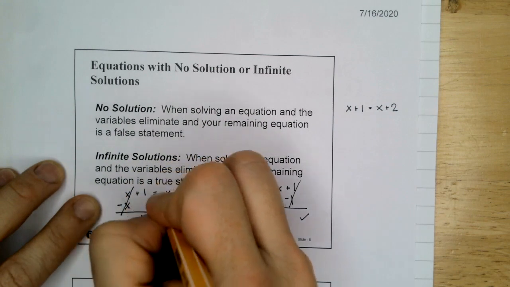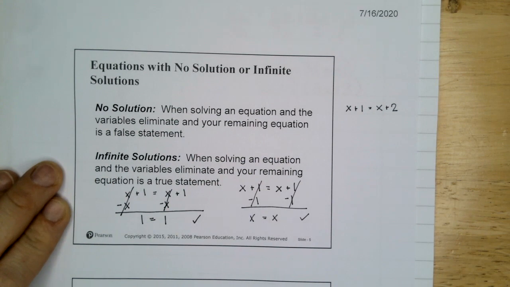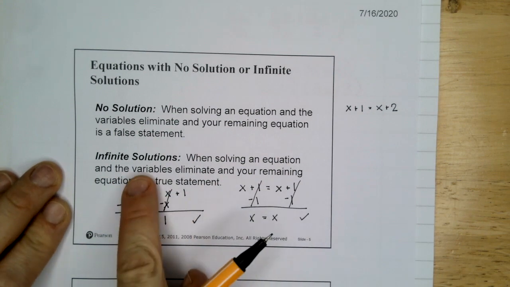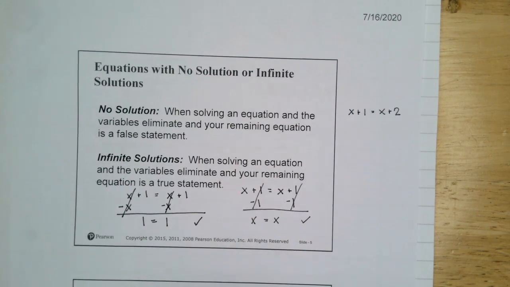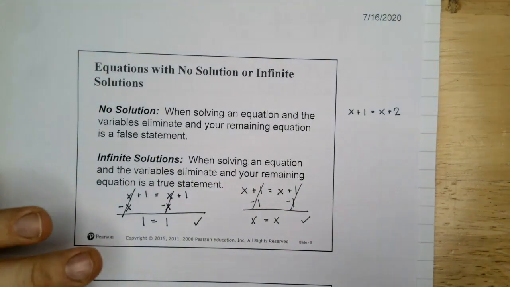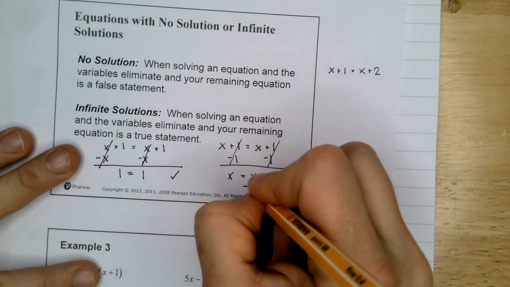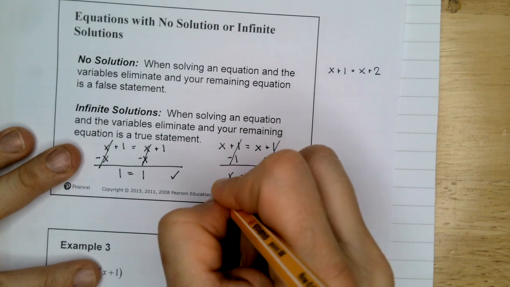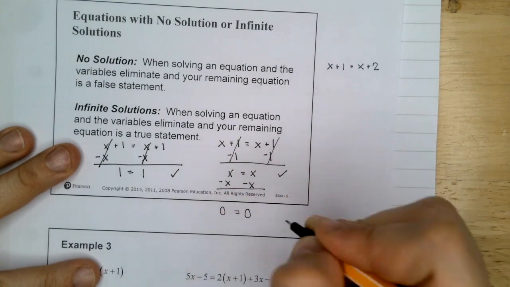And I get 1 equals 1. That is true, okay? So you can take out all the variables and the equation is still true. What if I had x equals x and I took it one further and I subtracted x from this side and subtracted x from this side? X minus x is 0, x minus x is 0.